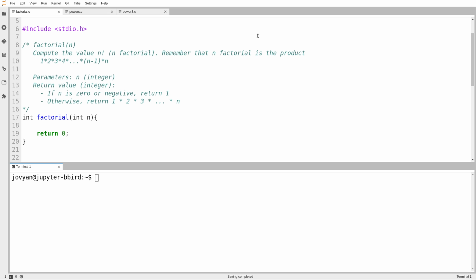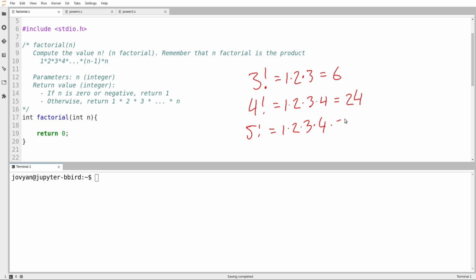I want to talk about a numerical quantity called factorial. To compute factorials, you multiply together 1 times 2 times 3 times 4 up to a number. So for example, 3 factorial, we use an exclamation point for that, equals 1 times 2 times 3, and so that would be 6. 4 factorial would be 1 times 2 times 3 times 4, which equals 24. And then 5 factorial would be 1 times 2 times 3 times 4 times 5, which happens to equal 120.